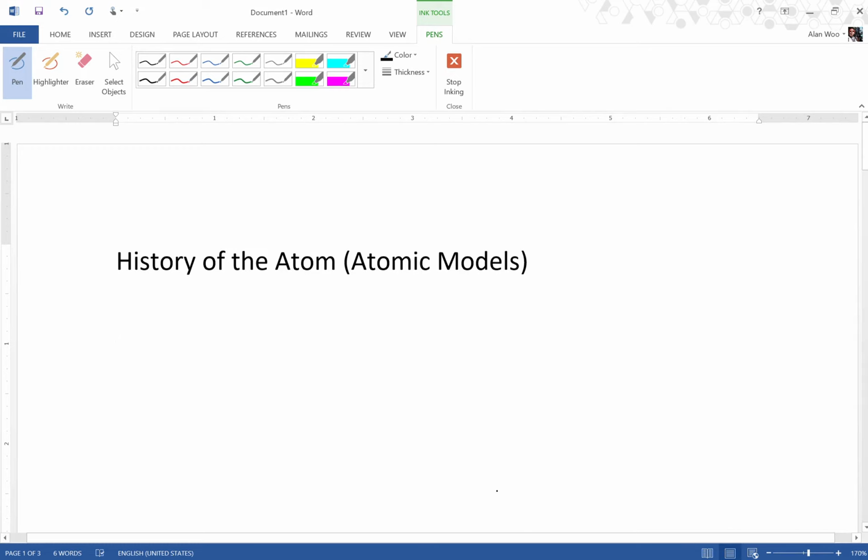In today's lesson, we're going to go over the history of the atom by looking at all the different atomic models that have occurred throughout history, which is pretty much about 100 years ago. So let's start with the first model called the Dalton model.